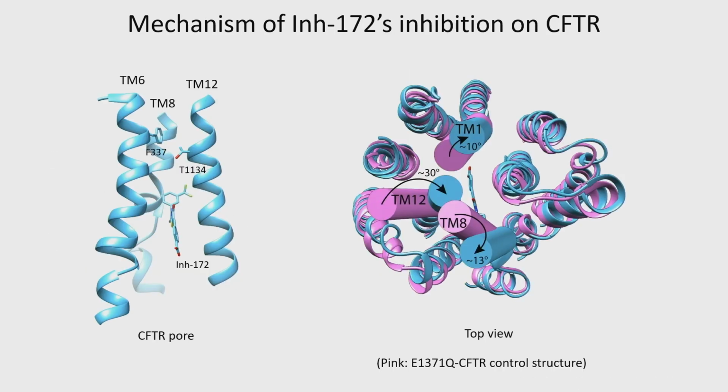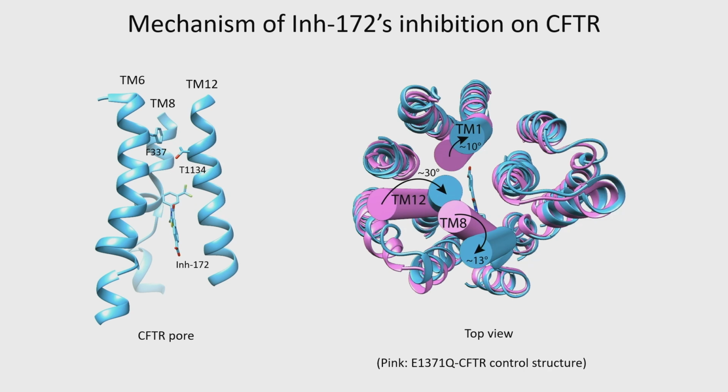Is that true? Is that a reasonable interpretation? Like VX770 and the inhibitor are stabilizing the same structure. Is that true? No. Okay. So what I said is the inhibitor in the pore inhibits the channel. It leads to those conformational changes. This leads the channel into the inhibited or closed state.